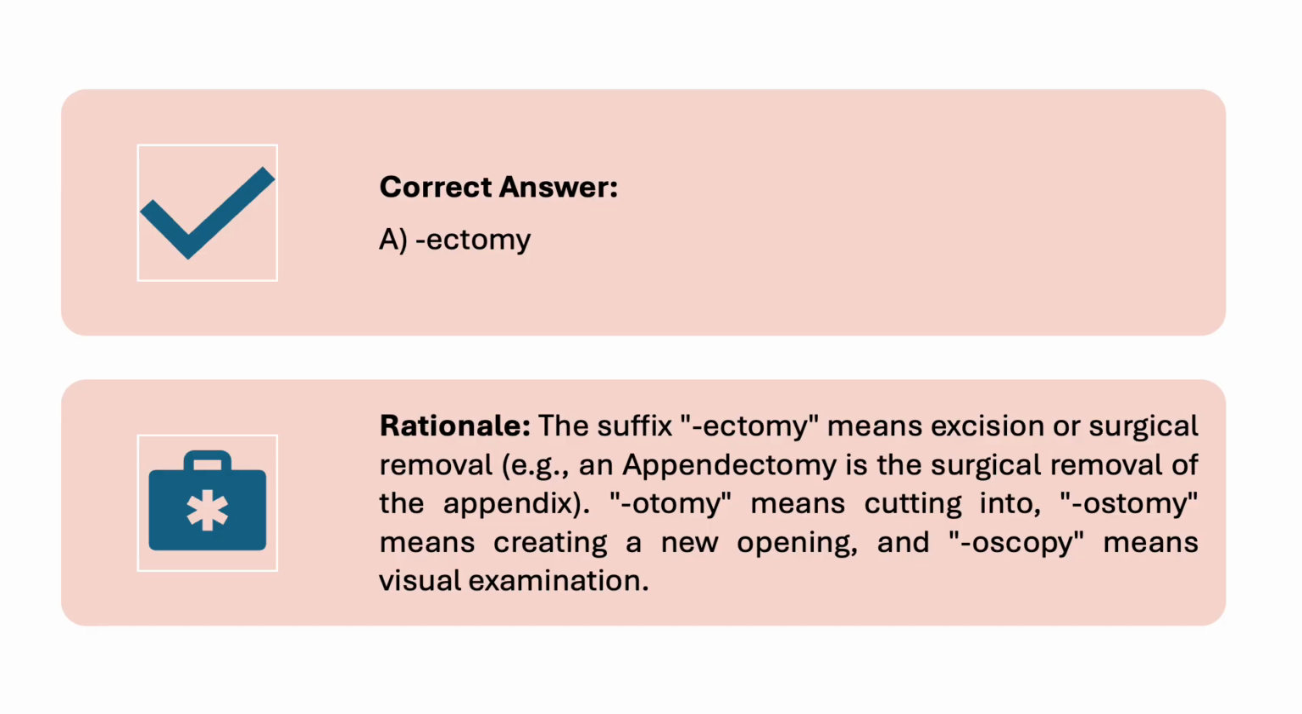Correct answer, A. Ectomy. Rationale. The suffix ectomy means excision or surgical removal. For example, an appendectomy is the surgical removal of the appendix. Otomy means cutting in two. Ostomy means creating a new opening. And oscopy means visual examination.